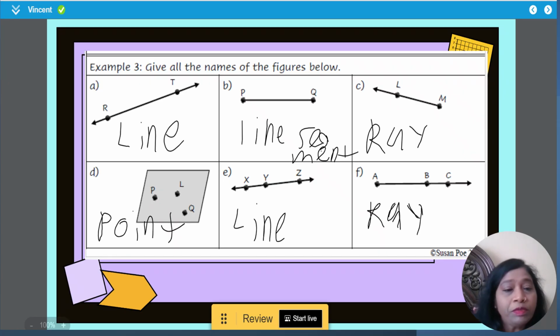Oh, thank you so much, Vincent. I can see your work here. Okay, that's a line, and there's a line segment. It's a ray, point, line. That's right.